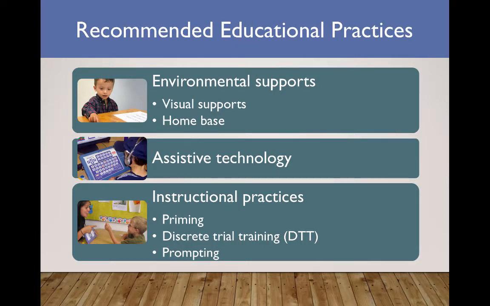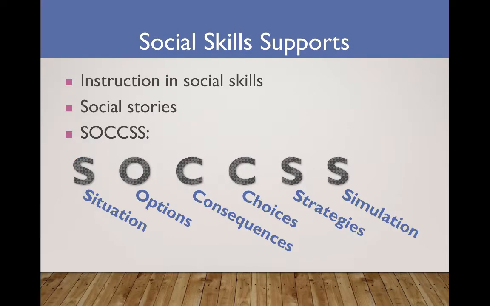The recommended educational practices, environmental supports will include such things as visual reminders to the child, both in the home and the school. The child may rely on assistive technologies if their communication is so impaired that they need assistive technology to communicate. Instructional practices, we are using priming or prompting, previewing, transitioning, sometimes very highly trained curriculums such as discrete trial training. In the area of social skills, we are using such things as social stories. So that's individual stories based on the child's needs.